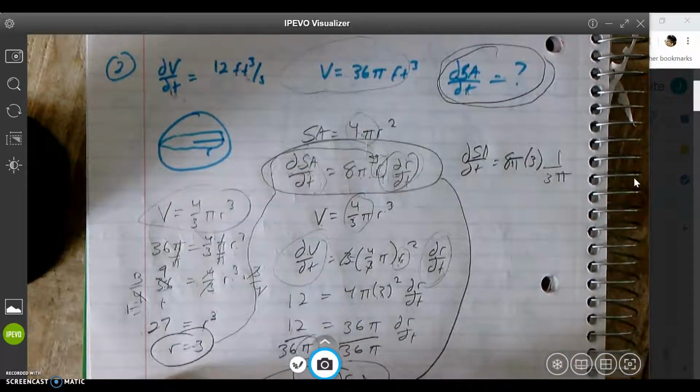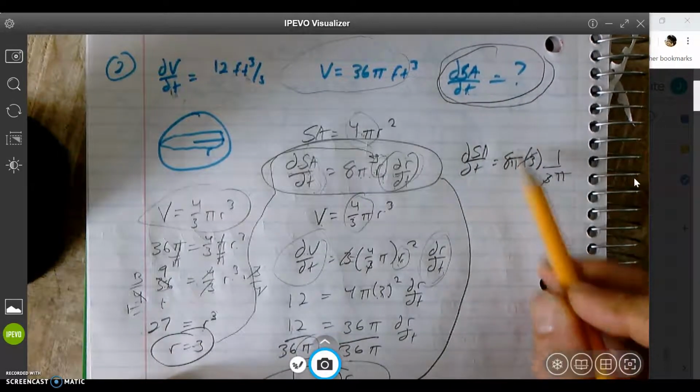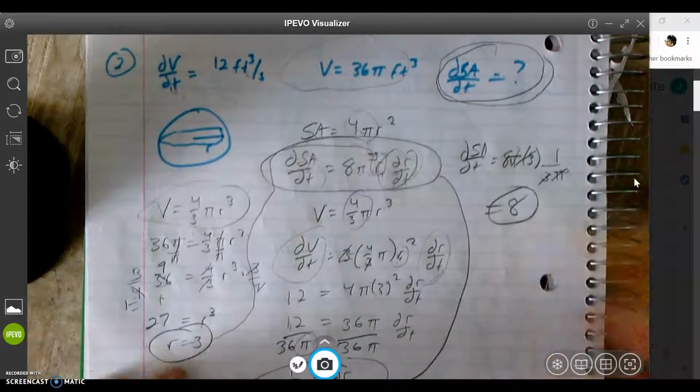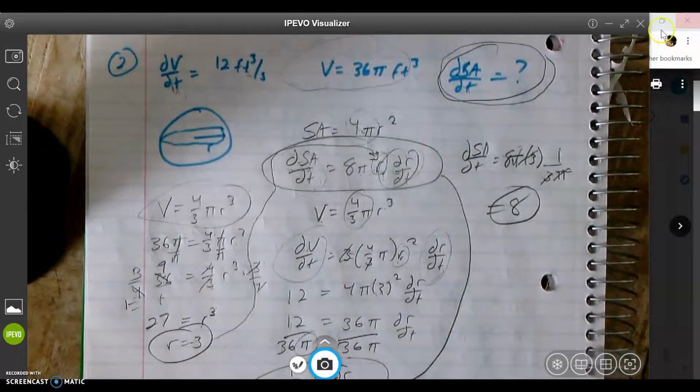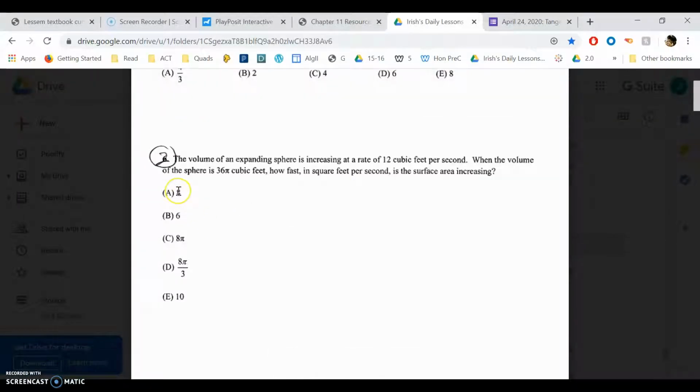Cool. 3 divided by 3 is 1. Funny how that works. Pi divided by pi is 1. And, ooh, did we get the same answer as last time? I think we did. That's weird. But it turns out that way. A, 2 is A. Got it.